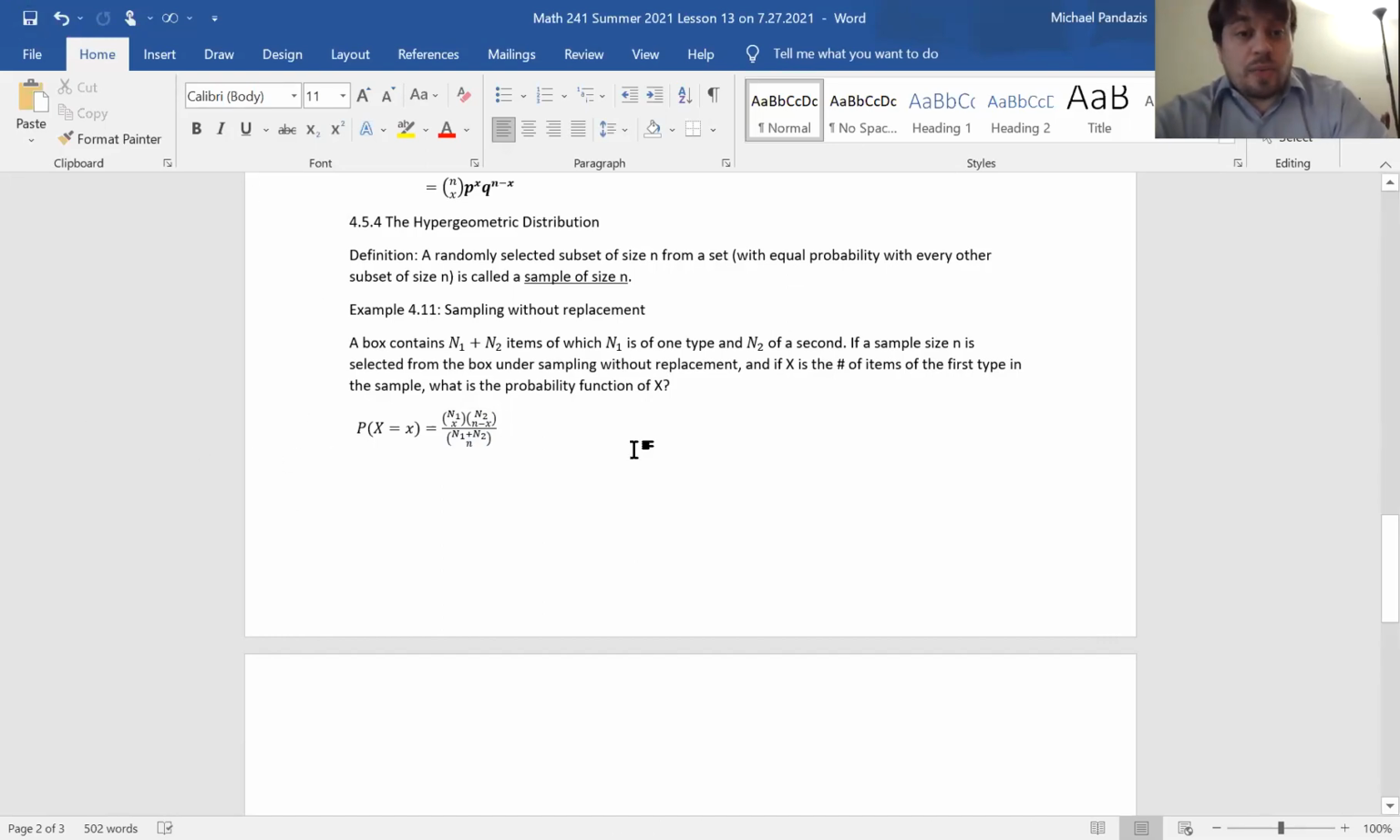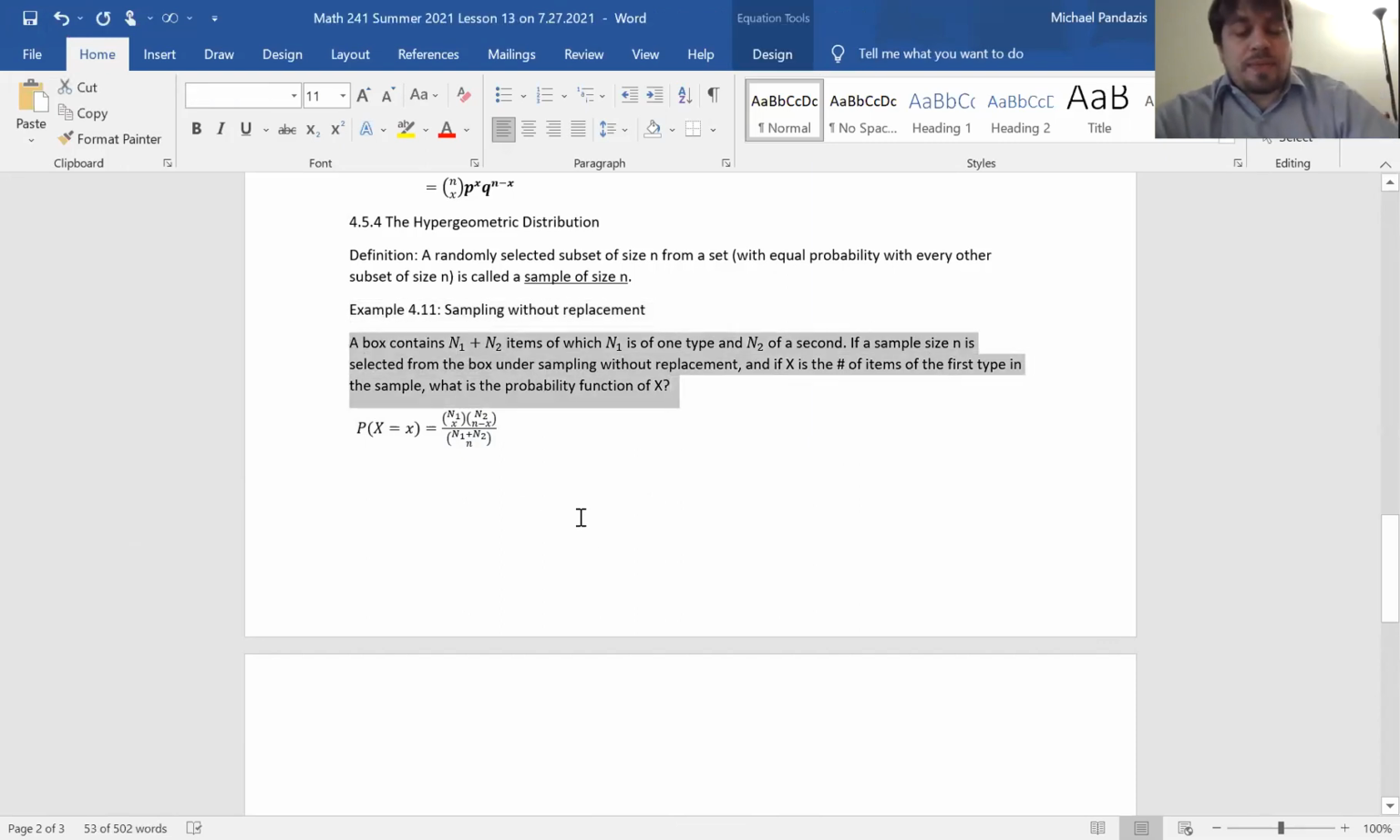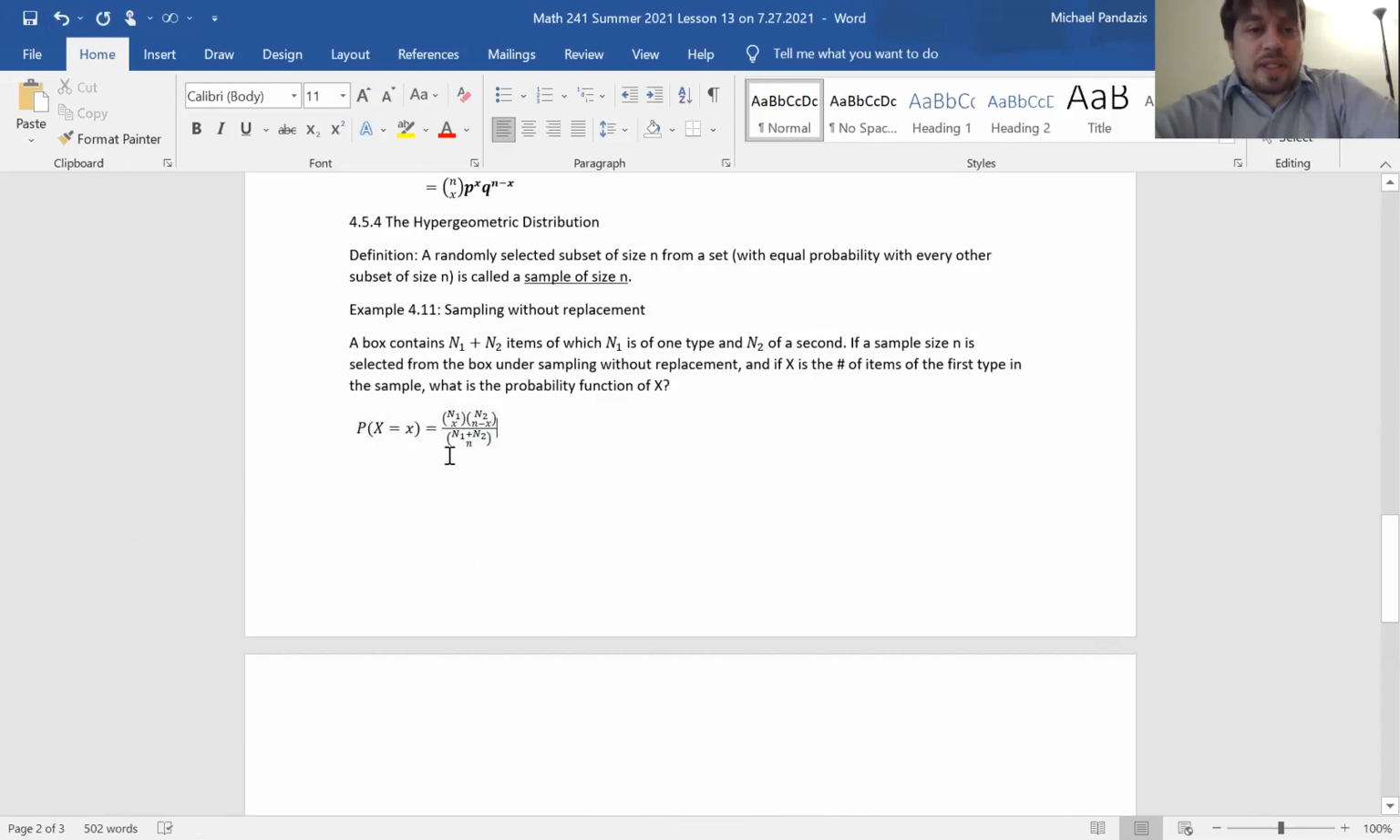So why is this the probability function? What does it mean? You have N1 plus N2 items. Let me actually copy this. Write this probability function down before I go to the whiteboard. Okay, let's go to the whiteboard.